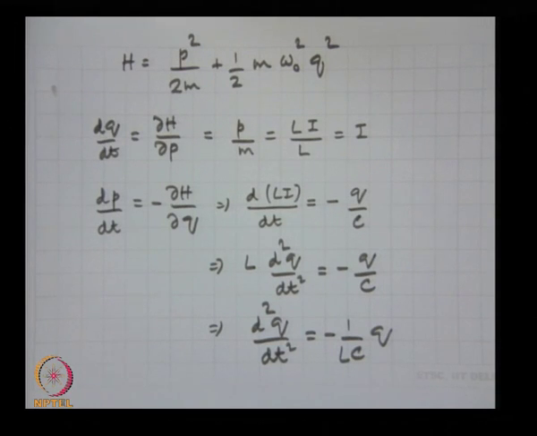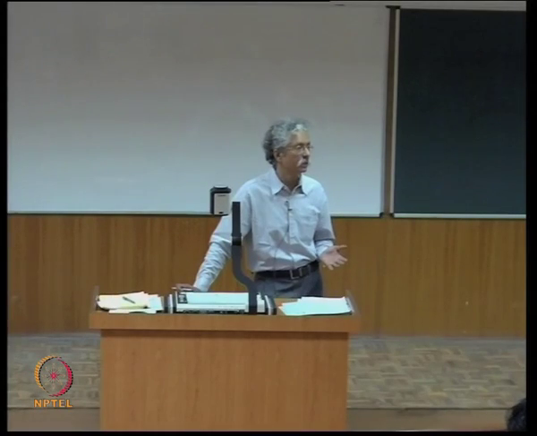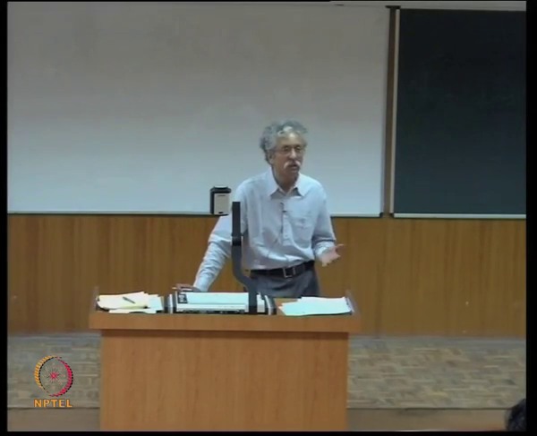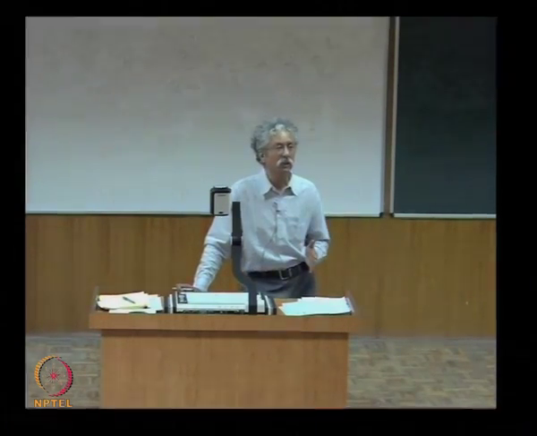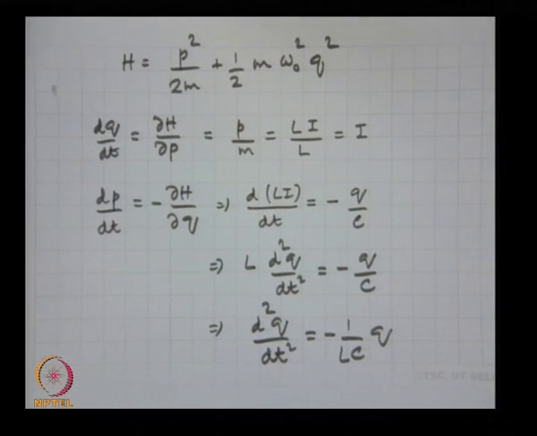So, taking q as one variable and p as the conjugate variable, where p is L i, which is L dq by dt. Just like in the harmonic oscillator, p was m dx by dt. So, here m is L and dx by dt is dq by dt. Position in the harmonic oscillator is replaced by charge here, and the velocity or momentum is replaced by L dq by dt. So, this tells me that this is the correct form of Hamiltonian of this LC oscillator.